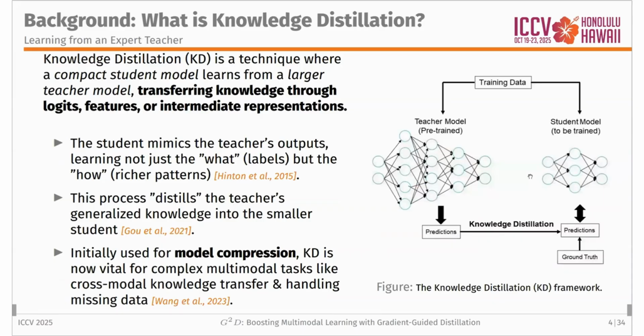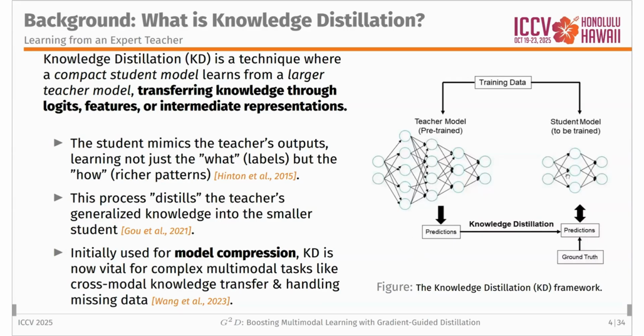What is knowledge distillation? Knowledge distillation is a technique where a compact student model learns from a larger teacher model. It transfers knowledge through logits, features, or intermediate representations. The figure on the right shows how knowledge distillation works. Typically, you have a pre-trained teacher model, and you have a student model, which you want to train. You provide the training data to both of them. The teacher model is used for inference and to get the predictions.